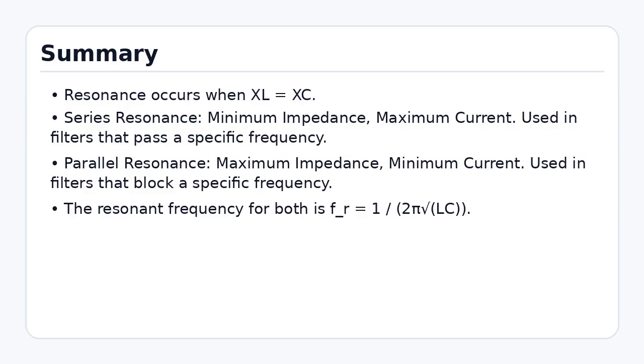Let's summarize. Resonance is when inductive and capacitive reactances cancel out. Series circuits allow the resonant frequency to pass, while parallel circuits block it. Both are crucial for electronic communication.